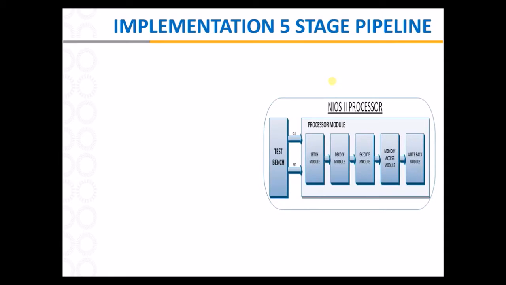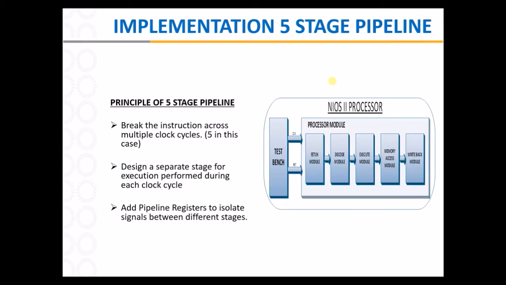Implementation of the 5-stage pipeline processor. The block diagram shows the principle of the 5-stage pipeline. Here, the NIOS II instruction processing is broken up. It breaks the instruction across multiple clock cycles. This is the basic principle of the 5-stage pipeline: design a separate stage for the execution performed during each clock cycle.